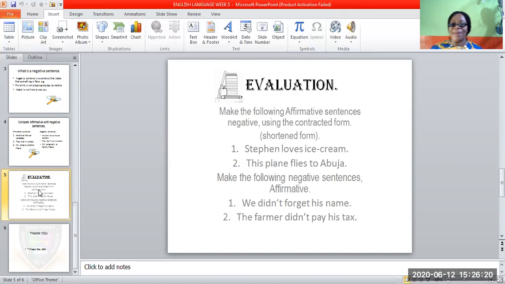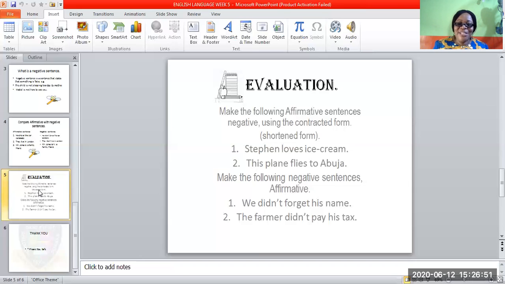Now, the second one. This plane flies to Abuja. Yes. Your answer, please. Very good. This plane doesn't fly to Abuja. Are we together? Very good.